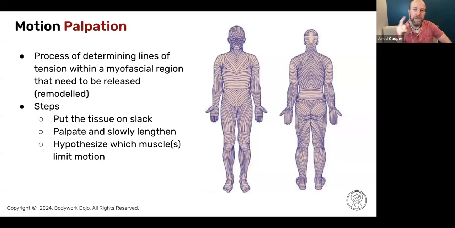Motion palpation is different than static palpation. In static palpation, the person's not moving and you're just sort of feeling the tissue. In motion palpation, we're finding lines of tension within the myofascial system by having the person move into a stretch position and palpating what goes on tension first. So the steps are, put the tissue on slack, palpate, and slowly elongate. And then, after you find the line of tension, hypothesize which muscles are not moving.